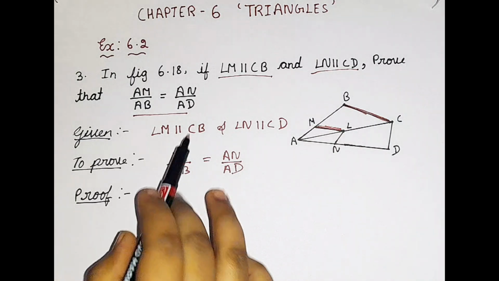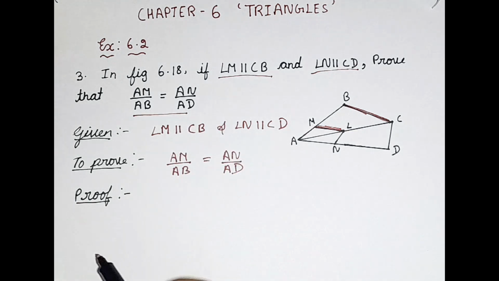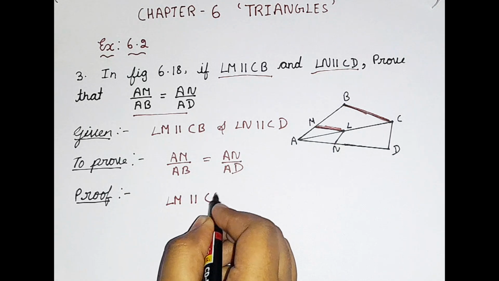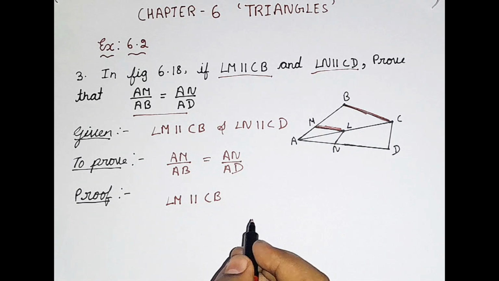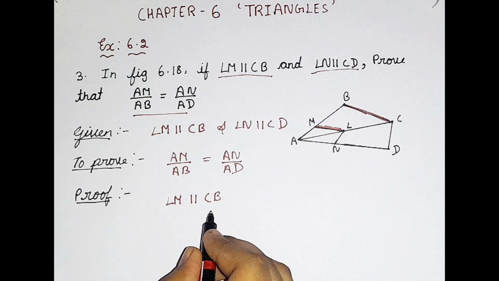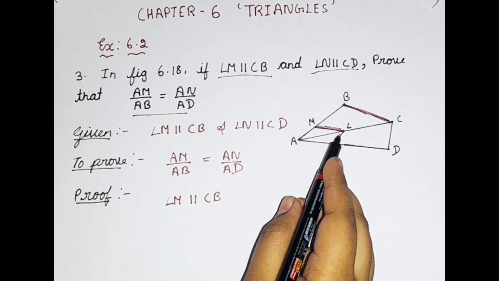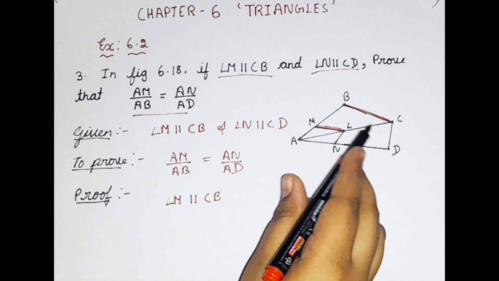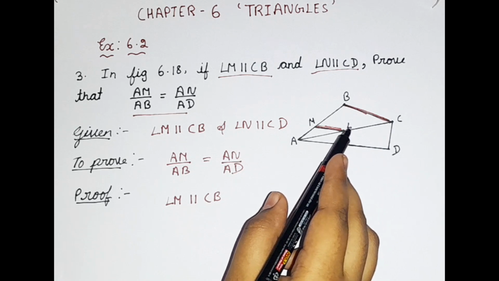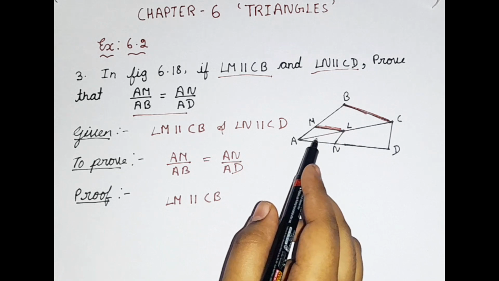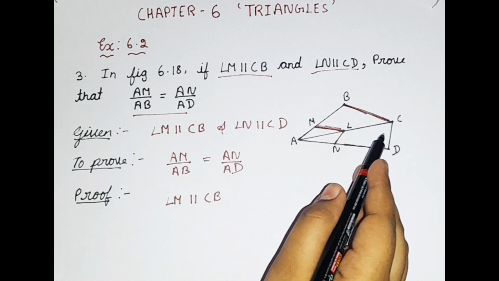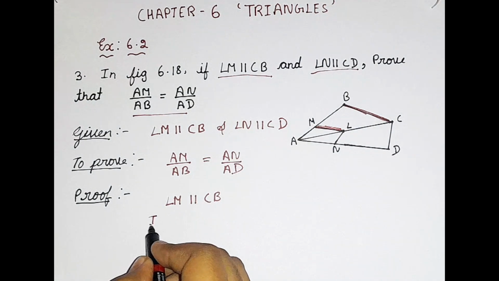Now we know the given values and what we are supposed to prove. First, they had mentioned LM is parallel to CB, so we can just write that as it is. So LM is parallel to CB. Here I have a question for you guys. Where do LM and CB lie? LM is right over here and CB is right over here. In which triangle are they? I am just asking about the triangle. It lies in triangle ABC.